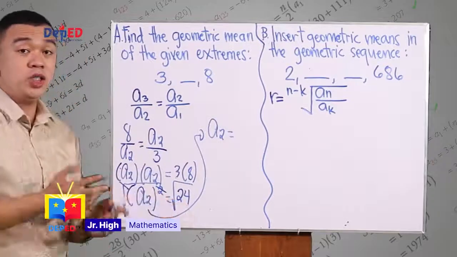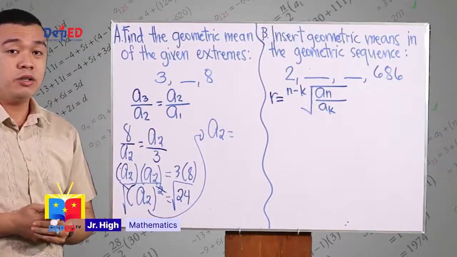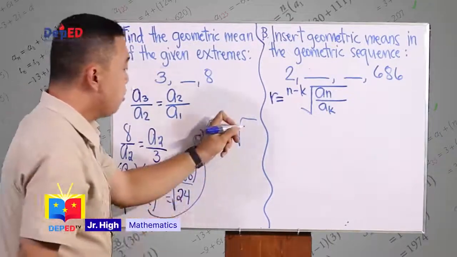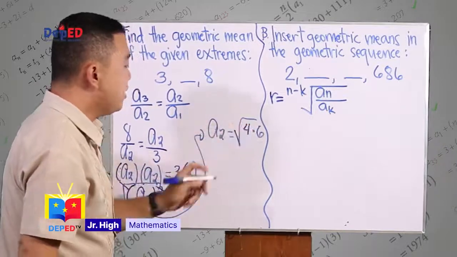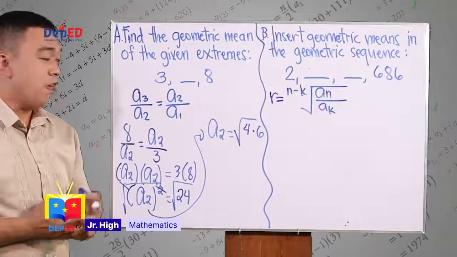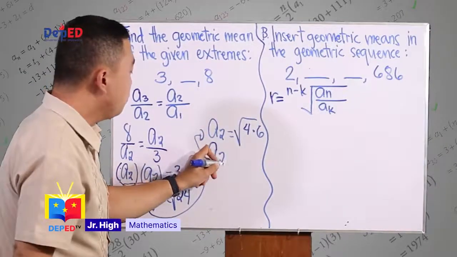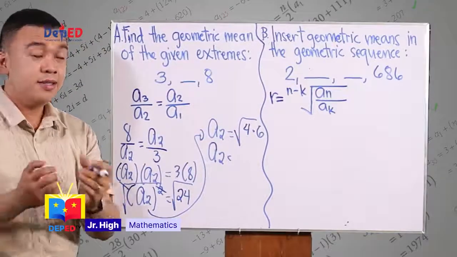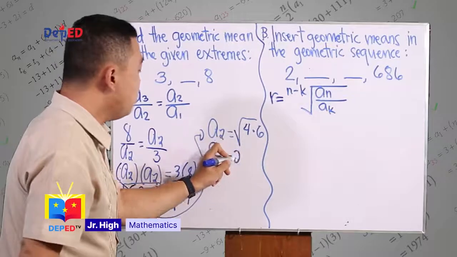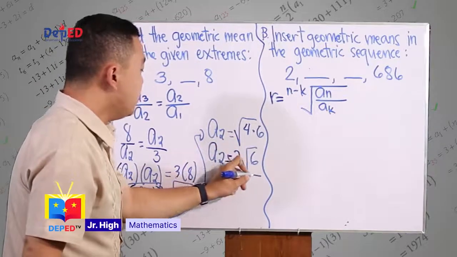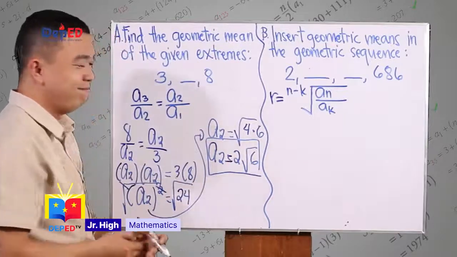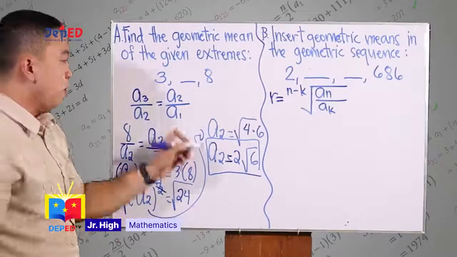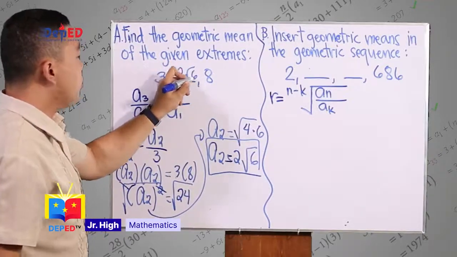Notice that 24 is not a perfect square, so we will look for two factors of 24, which is 4 times 6. Then we will have a sub 2. Since 4 is a perfect square, the square root of 4 is 2. That's 2 square root of 6. So the geometric mean of the sequence is 2 square root of 6.